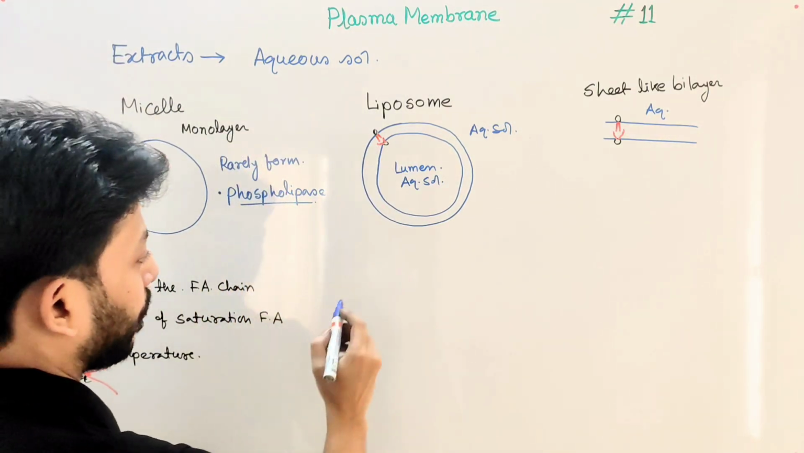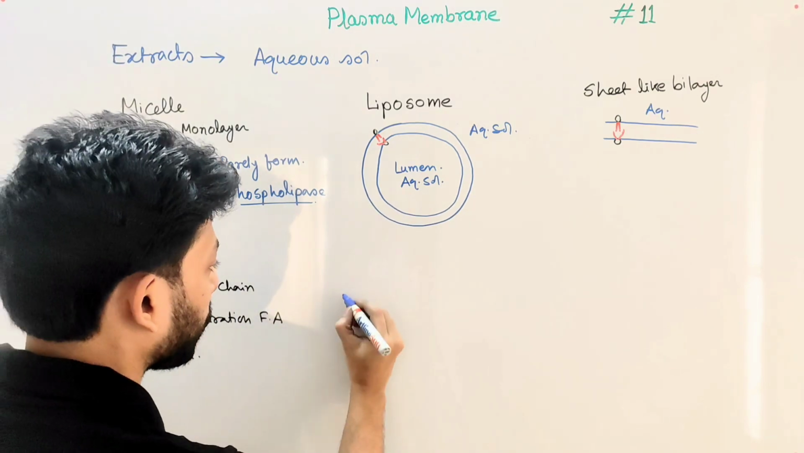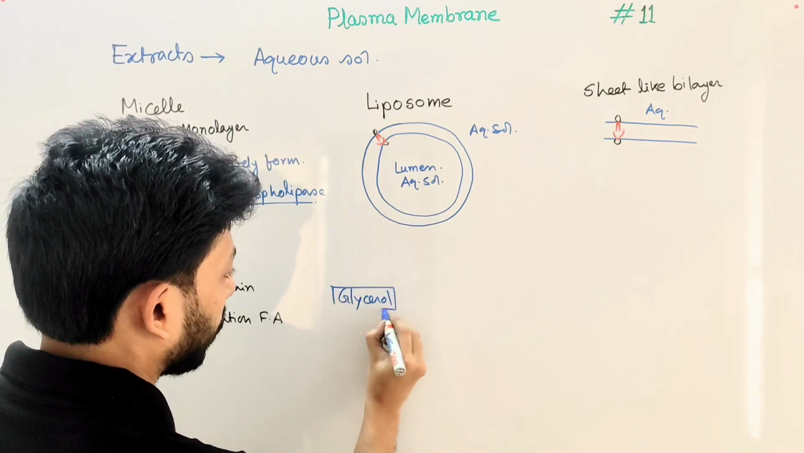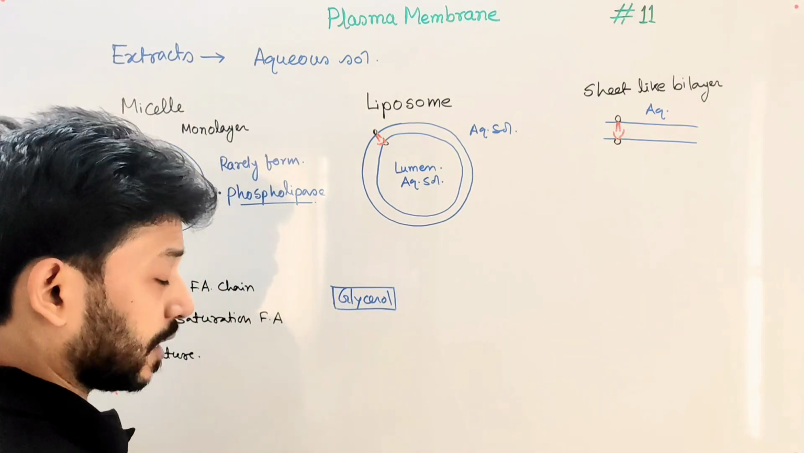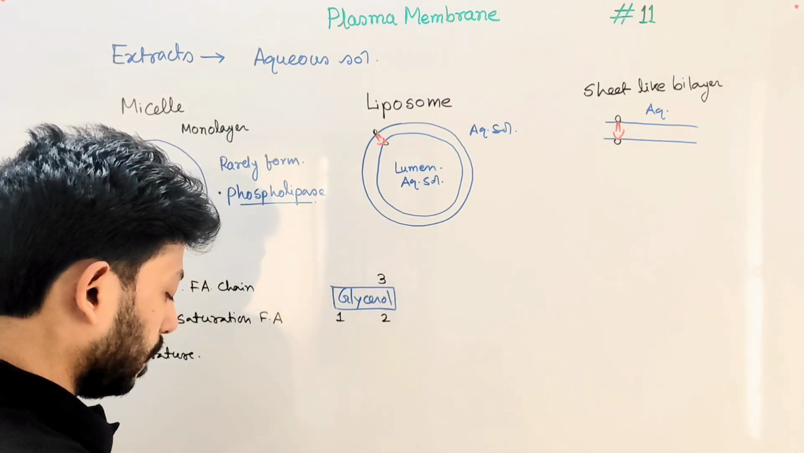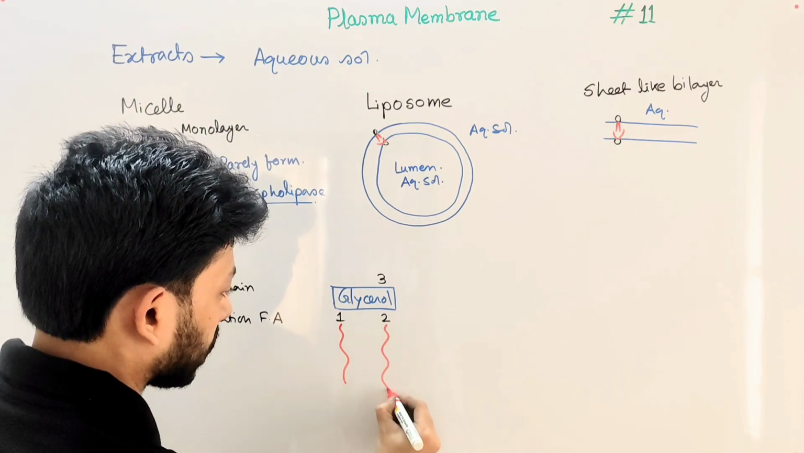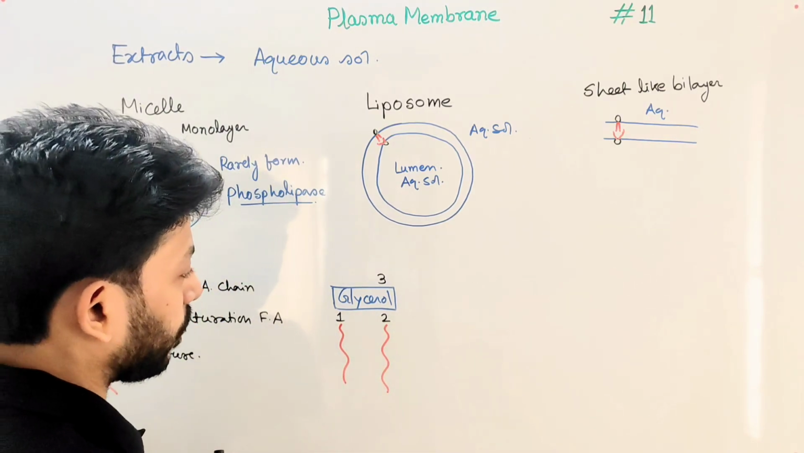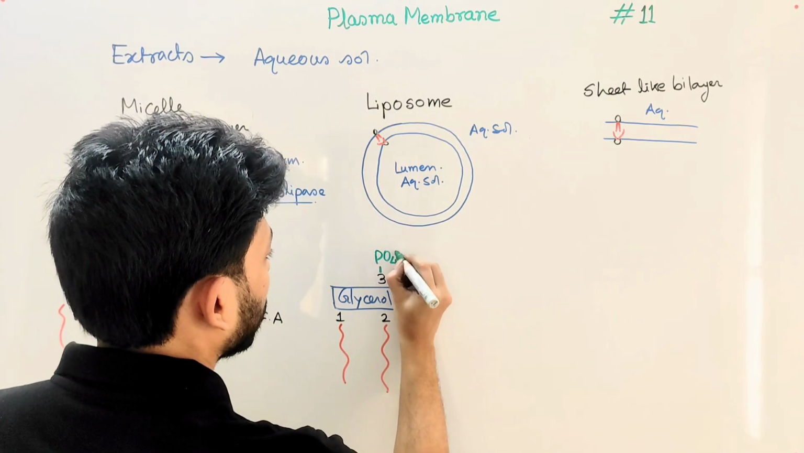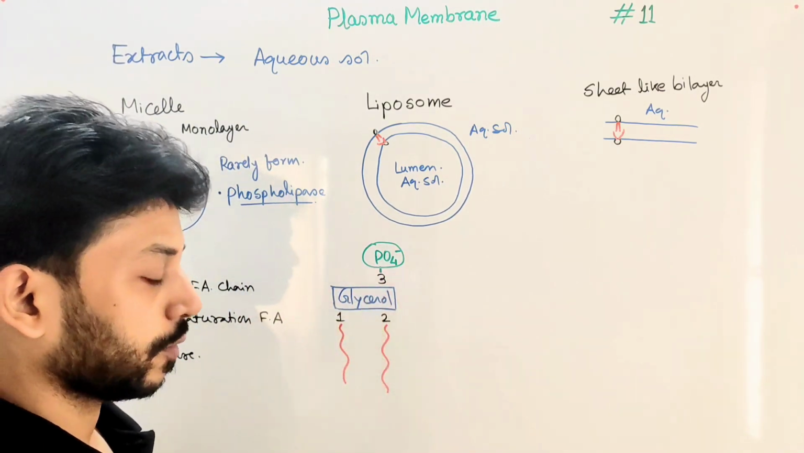In my previous video, I mentioned that phosphoglyceride is one major lipid molecule present in the plasma membrane. The structure of phosphoglyceride is like this. It contains a glycerol, the backbone of the molecule, which is a 3 carbon molecule: first carbon, second carbon and third carbon. With the first carbon, one fatty acid chain is attached. With the second carbon, another fatty acid chain is attached. With the third carbon, a phosphate group is attached. That's why it is called phosphoglyceride, because it has a phosphate group and glycerol.